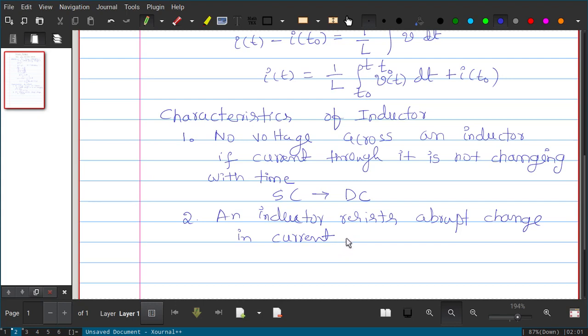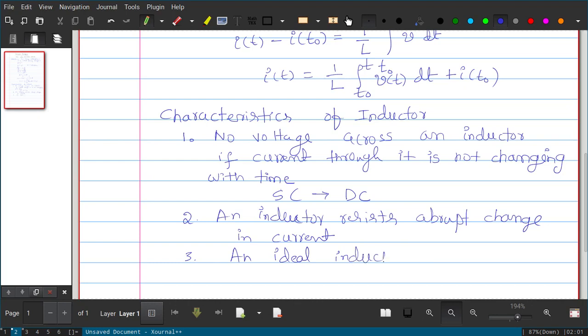If some current is flowing through a resistor, if you change the voltage or the current, you can easily get the result there. But in an inductor you cannot change current instantaneously. Similarly with a capacitor, you cannot instantaneously change the voltage. So this is very important. It's a second characteristic.